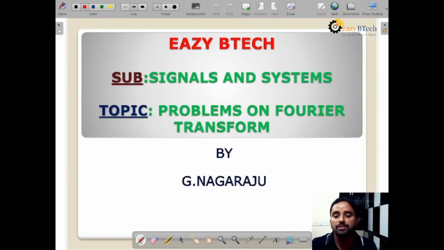We are discussing the signals and systems subject. In this subject, today we are going to see problems on Fourier transform. Very important session: how to do problems on Fourier transform.